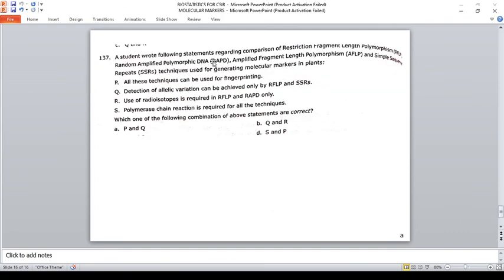A student wrote the following statements regarding a comparison of RFLP, RAPD, AFLP, and SSR techniques used for generating molecular markers in plants. We need to find the correct statement. All these techniques are used for fingerprinting: yes, correct. Detection of allelic variation can be achieved only by RFLP and SSR: yes, it is correct. Use of radioisotope is required in RFLP and RAPD: no, it is wrong. For RFLP alone we need radioactive probes; for RAPD we go for a PCR kind of technique. Polymerase chain reaction is required for all techniques: no, it is wrong. PCR is not required for RFLP.